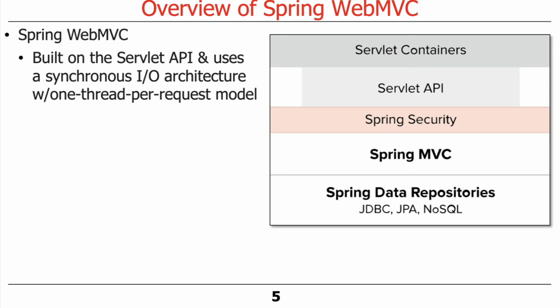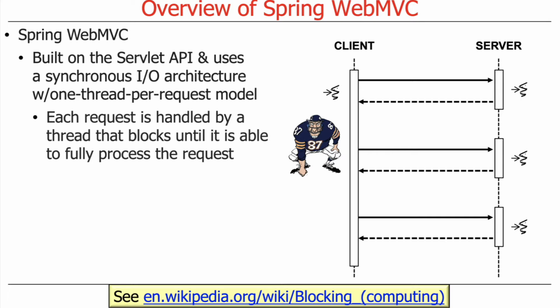And this is particularly important with respect to I/O. So you read a file, you block until you get the contents of the file. You write to a file, you block at least until the data is transferred off into the OS kernel. You send a request, you would block until you get a response, and so on and so forth. And this is basically just a way to visualize this. So each request is handled by a thread that blocks until the request is fully processed.